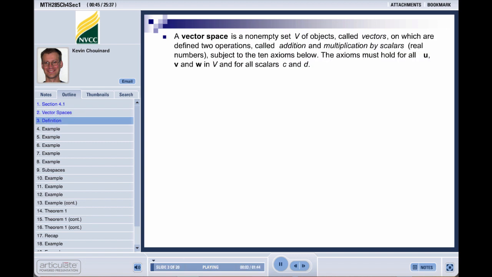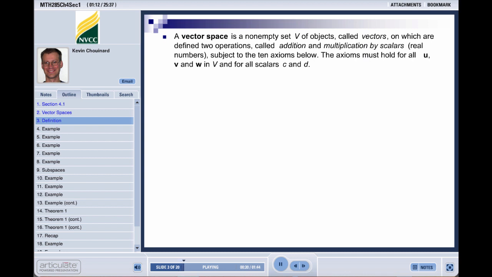A vector space is a non-empty set V of objects called vectors, on which are defined two operations, addition and scalar multiplication, where the scalars are real numbers. Those two operations must satisfy the axioms below. The axioms have to hold for all vectors u, v, and w, and for all scalars c and d.